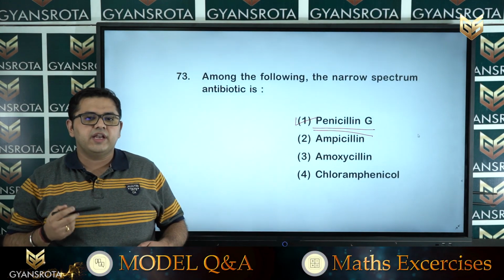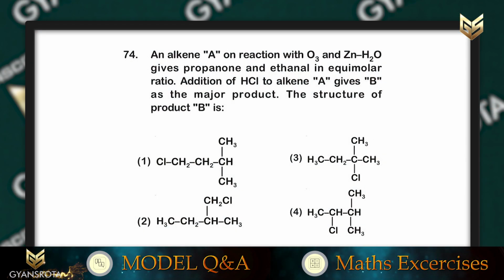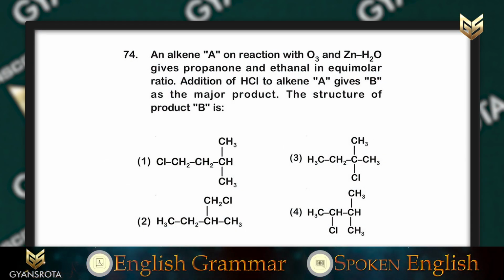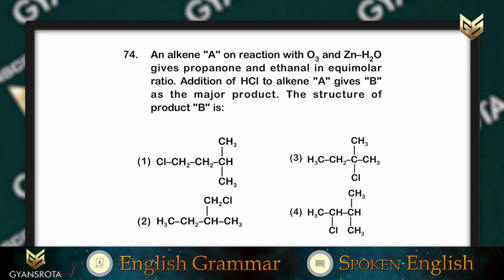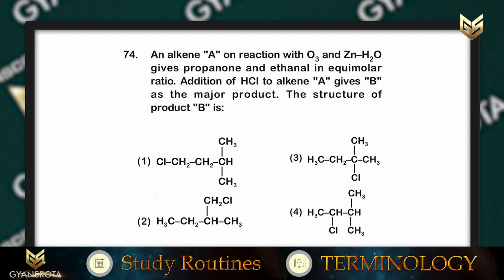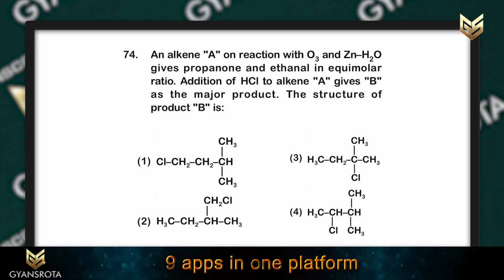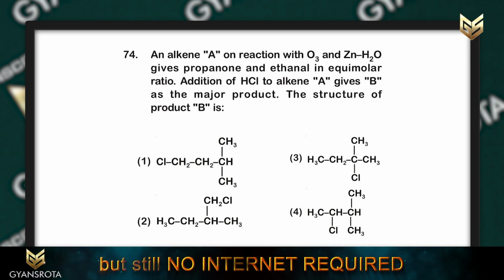Now, we will move on to the next question, that is question number 74. So, question number 74 is on the screen. An alkene A on reaction with O3 and Zn/H2O gives propanone and ethanal in equimolar ratio. Addition of HCl to alkene A gives B as the major product. So, the structure of the product B is.